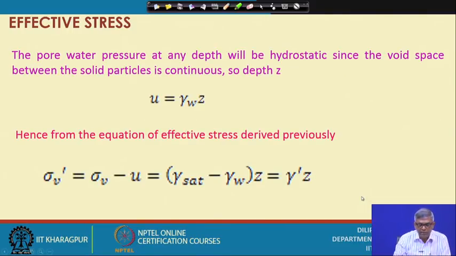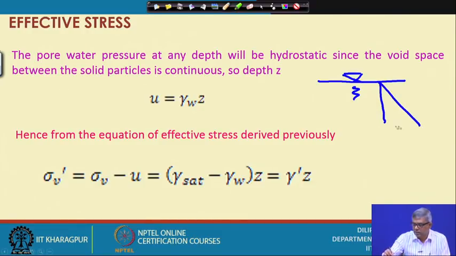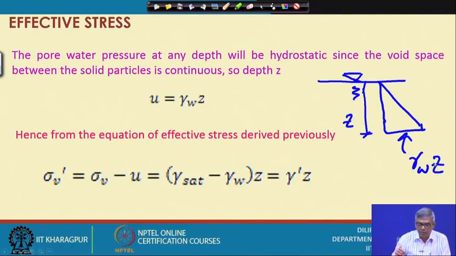Now, the pore water pressure I can think of again. Suppose the water table is here, and because of hydrostatic pressure, it will be increasing with depth like this, and this will be gamma w times z. So u at that same depth, if you want to calculate, becomes gamma w times z, because this is all fluid mechanics, and in many places you do the hydrostatic pressure at any depth.